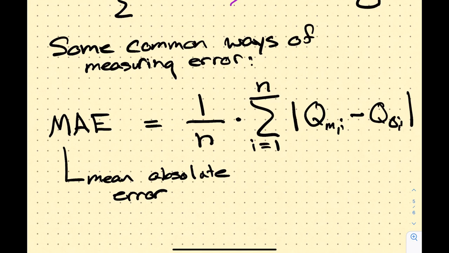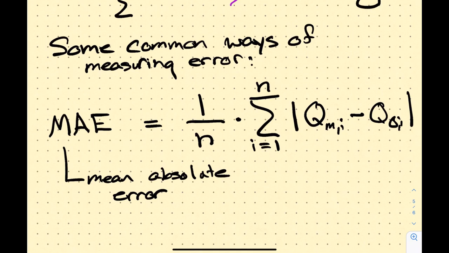If we look at this from a physically based perspective, the advantage of the mean absolute error is that the error is in units of whatever it is we're measuring. So the error will be expressed in, for instance, meters cubed per second. If we say the mean absolute error is 2 cubic meters per second, that has some physical meaning or context, right?